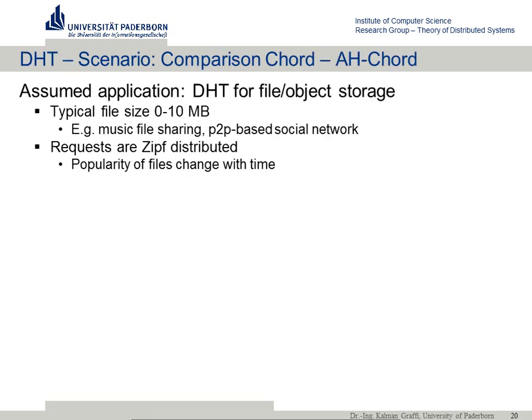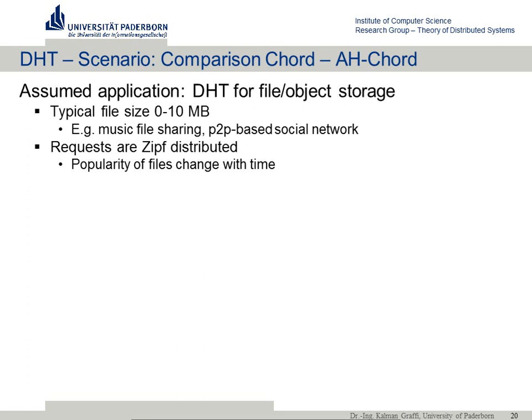Okay, so how can it be done? So let's compare what's the difference between Chord and heterogeneous Chord. So first of all, what's the application? Let's have a typical file size of 1 to 10 megabytes, like probably also in P2P-based social networks. If you have an album with pictures zipped, for example, and stored somewhere in the network, and that you want to download, or music files or any kind of documents in that area, so 1 to 10 megabytes, that's a valid approach. And they are Zipf distributed.